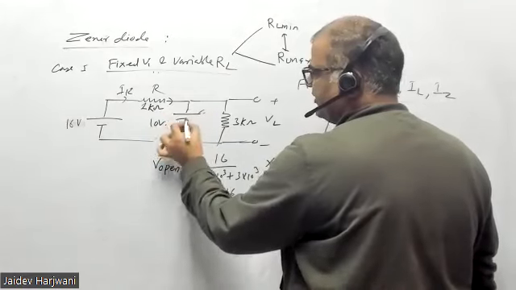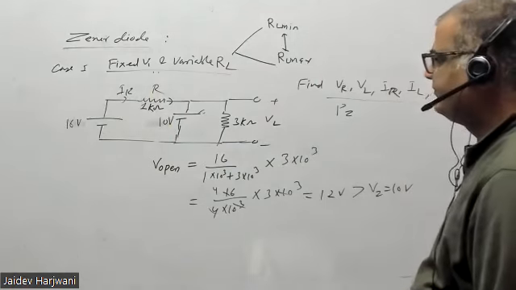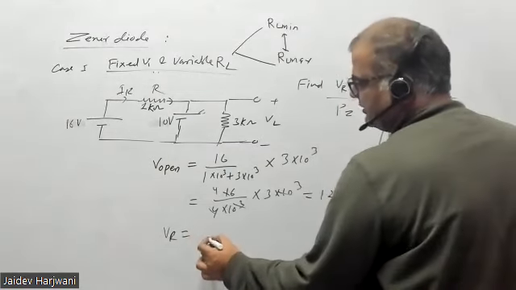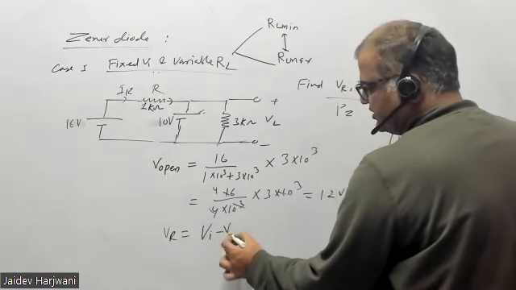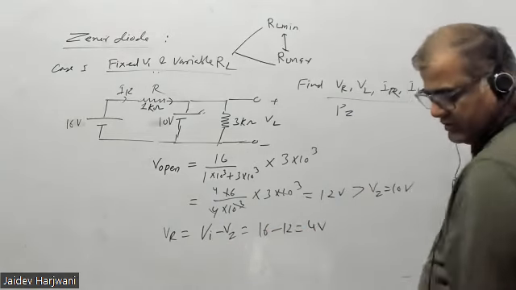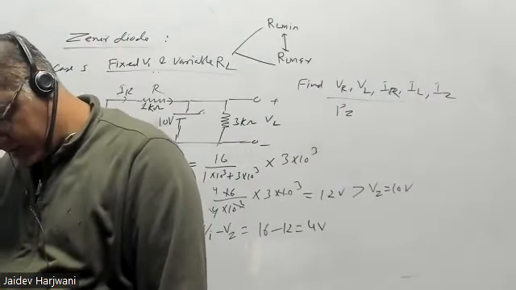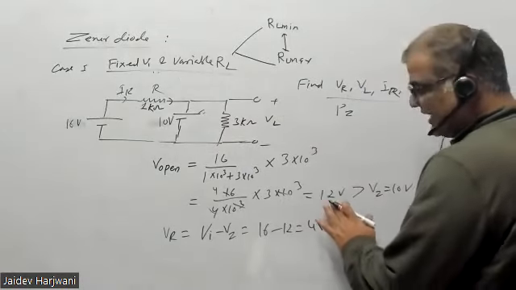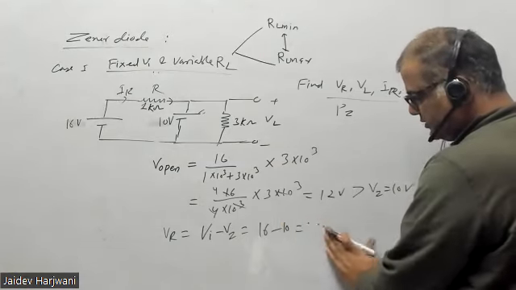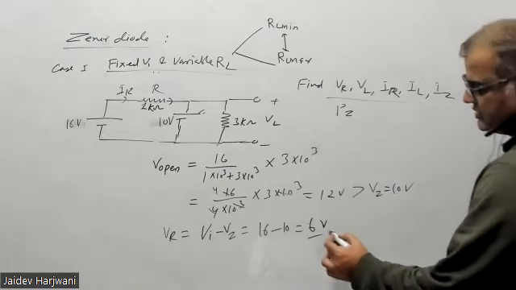This can be replaced by a battery. This will become 10 volt. So if this is 10 volt, automatically your VR becomes how much? VR becomes 16 V input minus Vz. Now 12 volt came, but it will not remain 12, it will be 10 only here, since the Zener has turned on, it will be 10 only. So 16 minus 10, this becomes 6 volt.